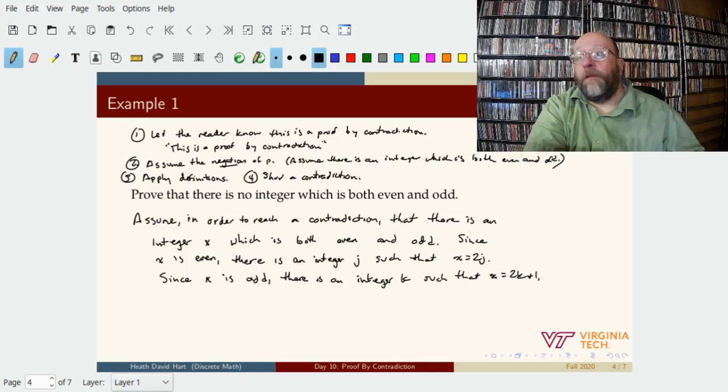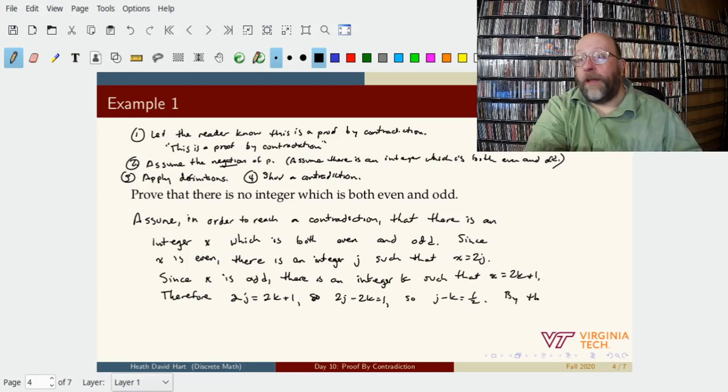Well, since both of these equal x, therefore 2j equals 2k plus 1, or if I bring this around, 2j minus 2k is equal to 1. I'll say, instead of "or," I'll say "so." So j minus k is equal to 1/2. Divide everything by 2.